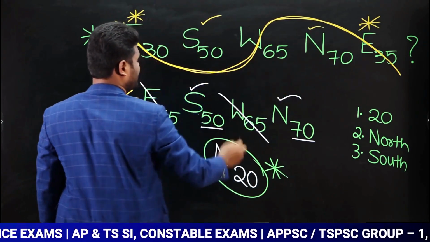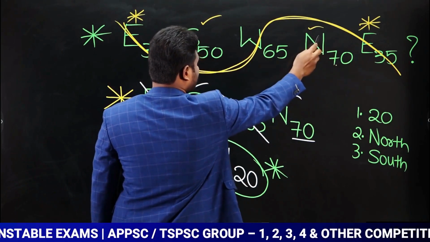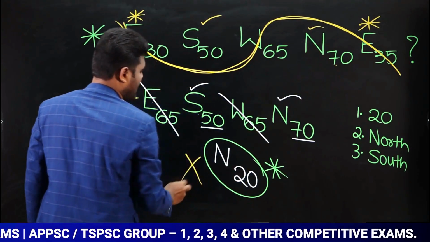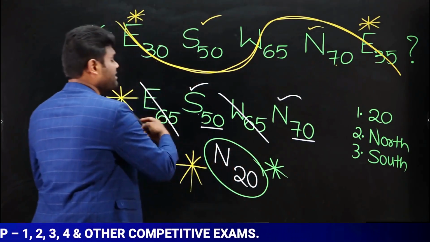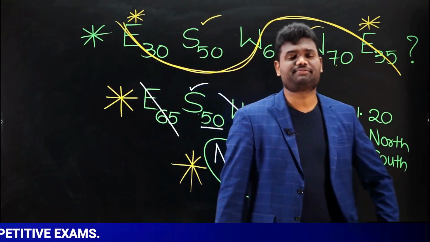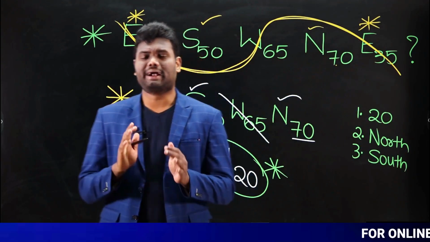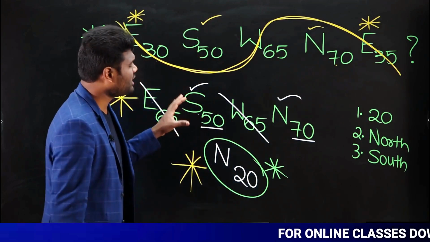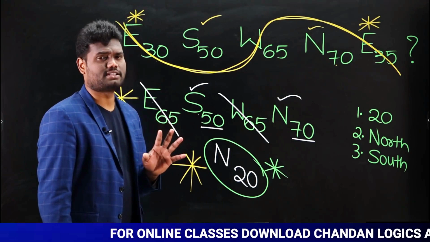So 70 minus 30, the difference is 20. Out of these two, the highest value is 70, and the 70 direction is north. So we can say the answer is going to be north 20. You can write this directly. Even this step is not required. Just for the purpose of understanding, I have written this step, but from an examination point of view, you should not write it. You should directly write the answer. Is it clear? Very, very simple.